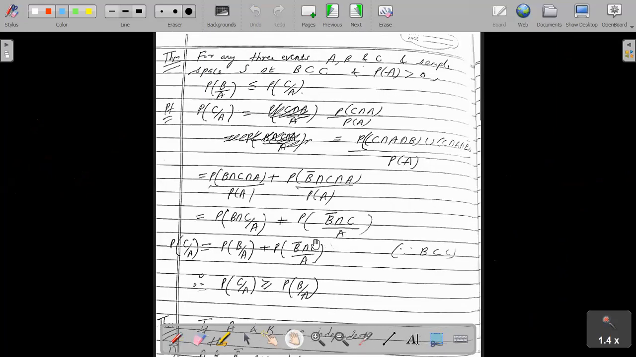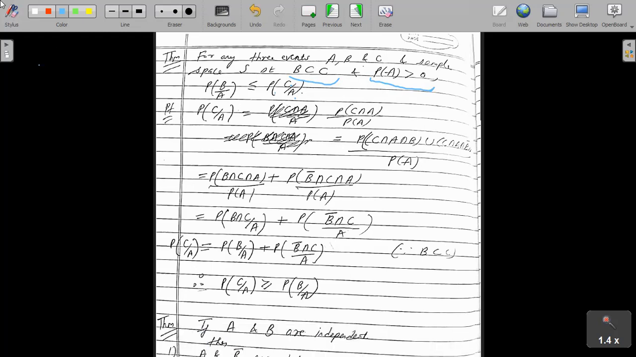So what this next article says: for any three sets A, B, and C, and sample space S, such that B is a subset of C, so B is a part of C, and probability of A is greater than 0. What we have to show is probability of B given A is always less than or equal to probability of C given A. So we will just apply the definition again here. So what is probability of C given A? Probability of C given A is nothing but probability of C intersection A over probability of A.